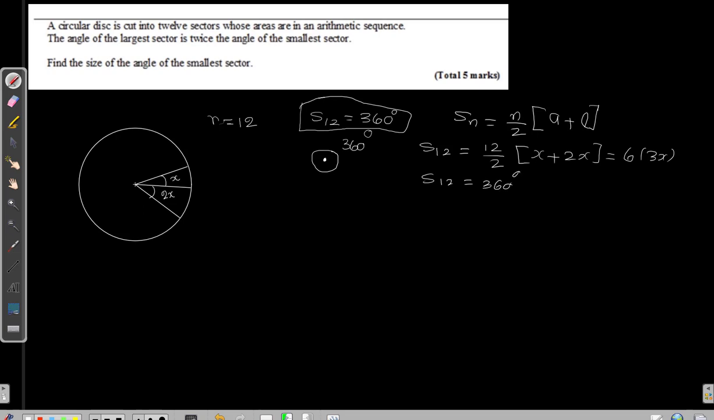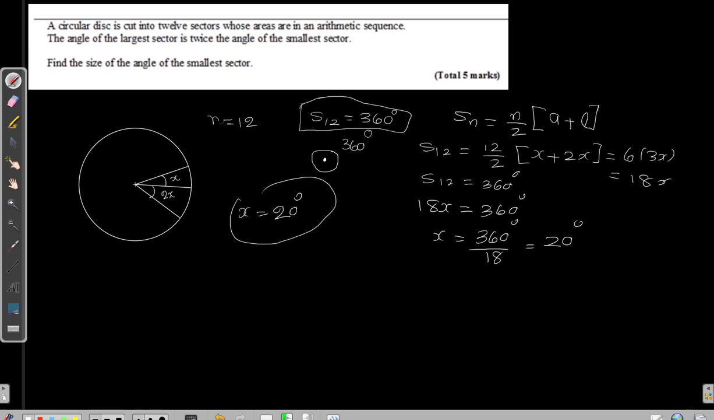Therefore, this is 18x. Therefore, 18x equals 360. Therefore, x equals 360 degrees divided by 18, that is 20 degrees. So all you had to do is find the smallest sector. That smallest sector is 20 degrees. That's it. So we're done with the problem. Like I said, 3 minutes, we are done with the problem.